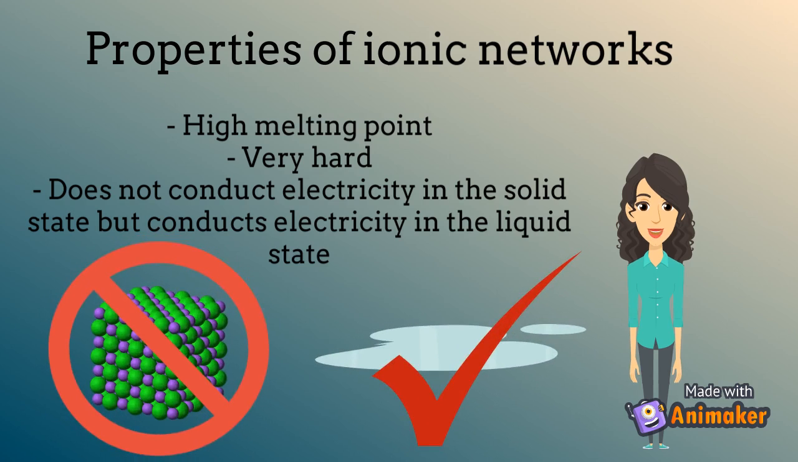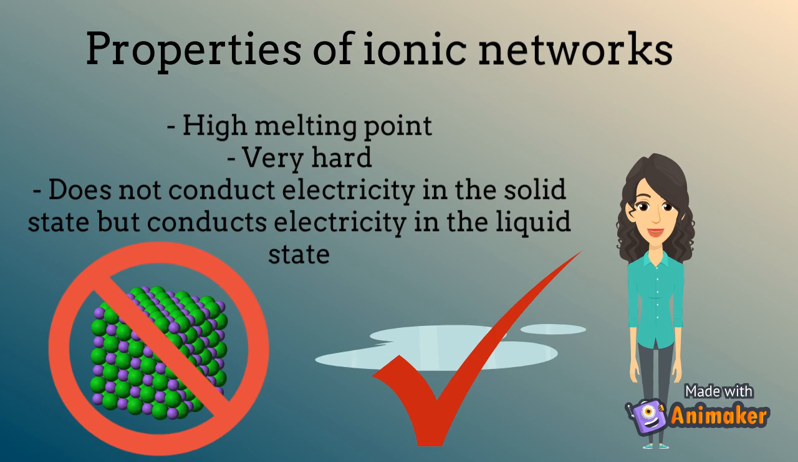Ionic networks have high melting points due to the many strong ionic bonds within the lattice structure. A lot of energy is needed to break these ionic bonds, resulting in a high melting point. Ionic networks are hard because of the strong electrostatic forces holding the oppositely charged ions together in the lattice structure.